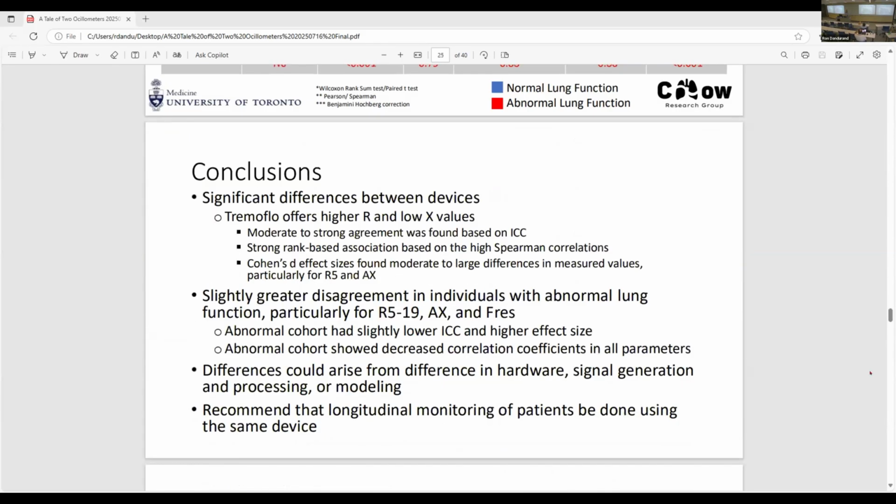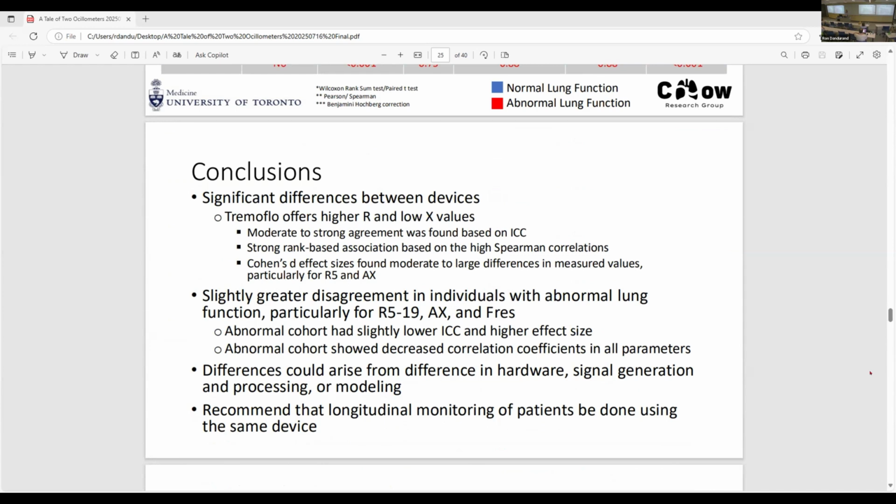And so our conclusions are that there are significant differences between the two devices. The tremoflow device finds higher resistance and lower reactance values, with a moderate to strong agreement found based on the intercorrelation coefficient, strong rank-based association based on the Spearman correlations, and moderate to large differences in measured values, particularly in the R5 and the AX parameters.